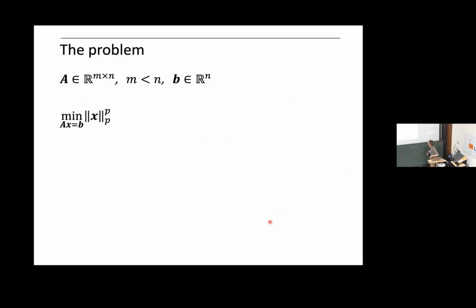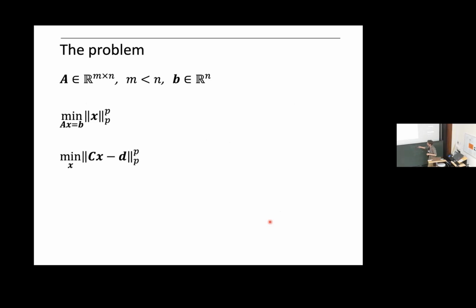Okay. The thing we want to think about is we have a matrix A with m rows, n columns, and a vector B. And we want to find, amongst X that solve an under-constrained linear system, AX equals B, the one with minimum p-norm.